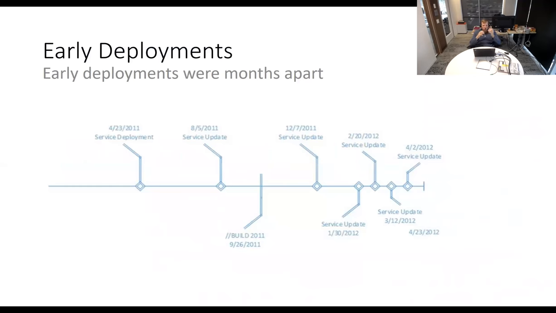So if you go back to 2010, 2011 timeframe, we deployed fairly infrequently. It was like every 4, 5, 6 months we were doing deployments. And over time, it gradually got faster and faster and faster to where we are now. We deploy, as I said, sprint payloads every 3 weeks. We deploy daily hot fixes every day, and we deploy emergency hot fixes within an hour. I mean, whenever we need to do a deployment, we can immediately do a deployment.